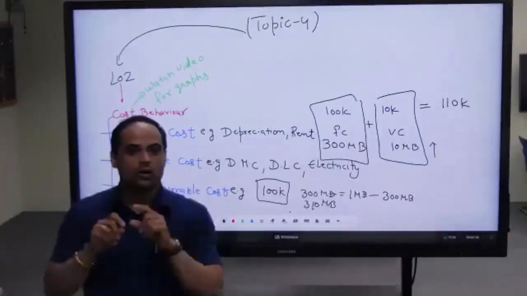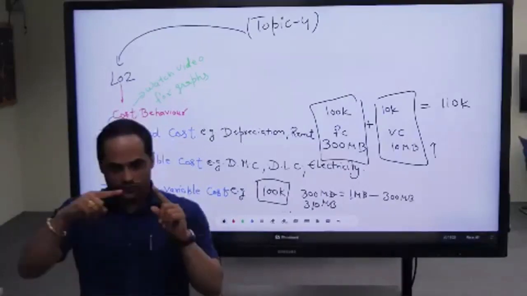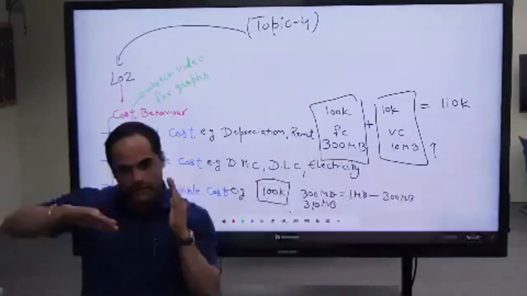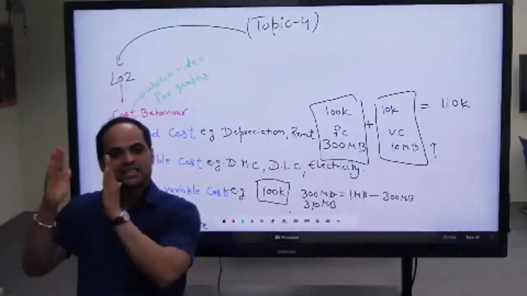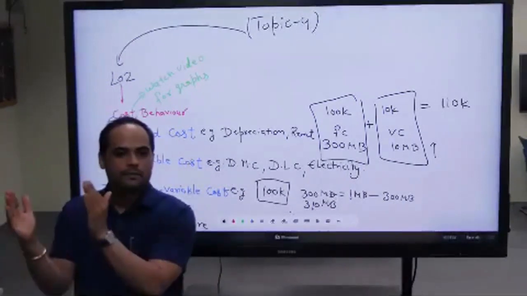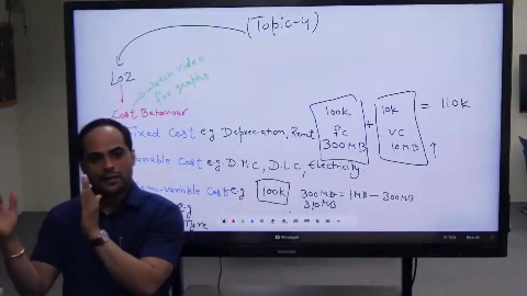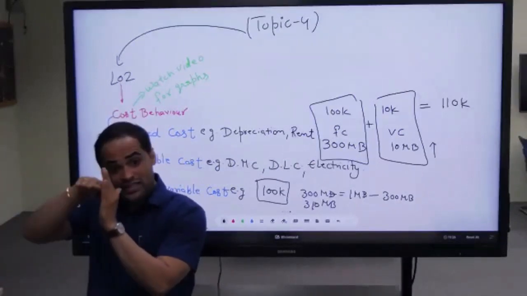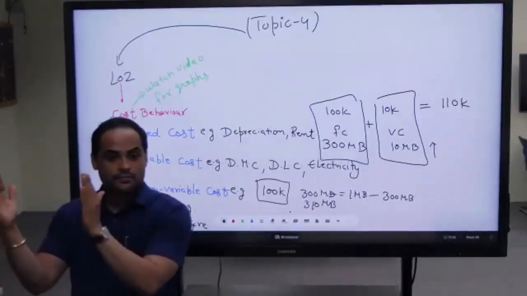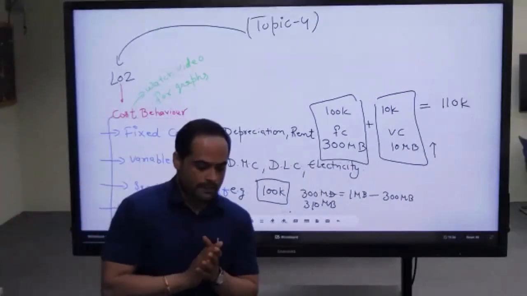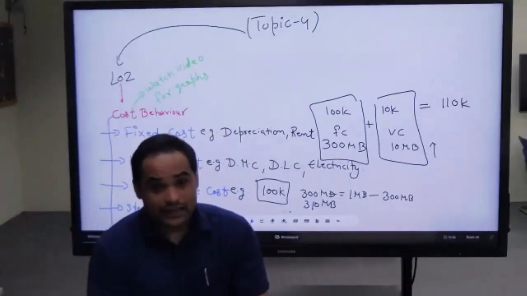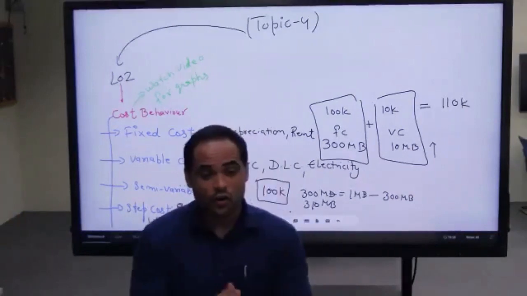So this is called a step cost. Within the limits, it's fixed. But if you cross the limits, it turns into variable. The cost changes, and then there is another limit. So another variable cost has a fixed limit. This is called a step cost. So that's the example of this step cost.